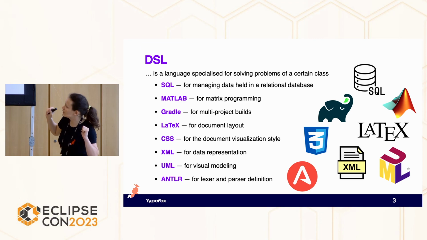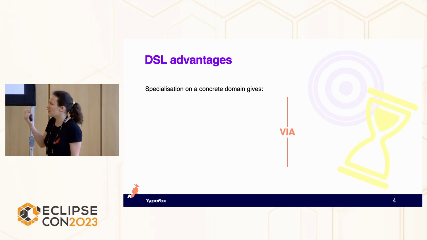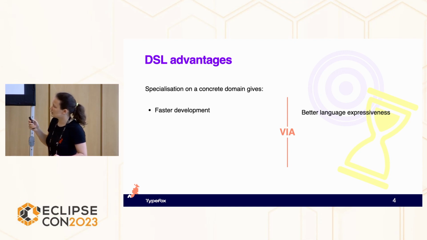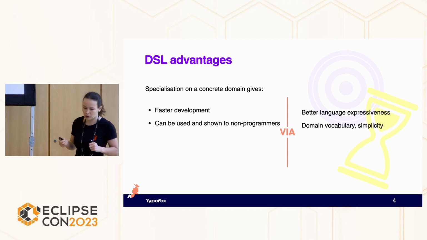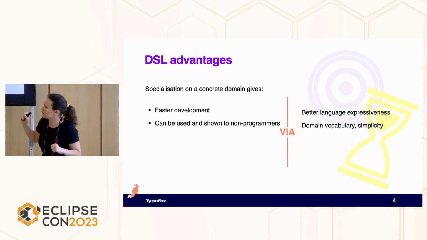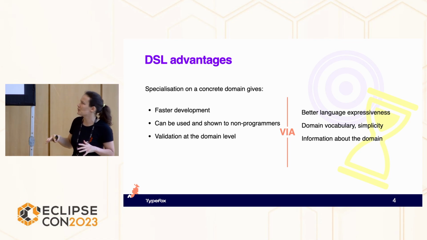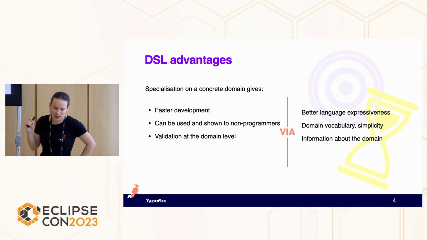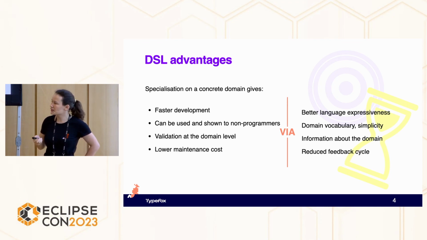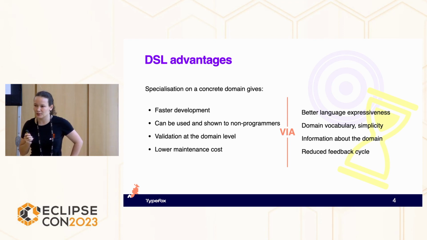And then we need to speak about domain-specific language advantages. Since it's domain-specific, the main characteristic is its specialization on a concrete domain. And it gives us many benefits, like faster development, because our domain-specific language has better expressiveness. It can be used and shown to non-programmers because it uses domain vocabulary and looks much simpler than the general purpose languages that we programmers usually use. It also can provide validation at the domain level because we have this extra information about the domain. And besides, we can also lower maintenance cost. About some of these advantages, we are speaking separately from the slide.